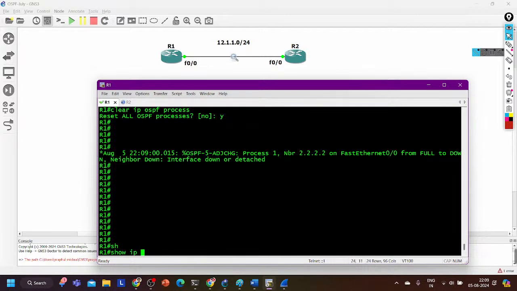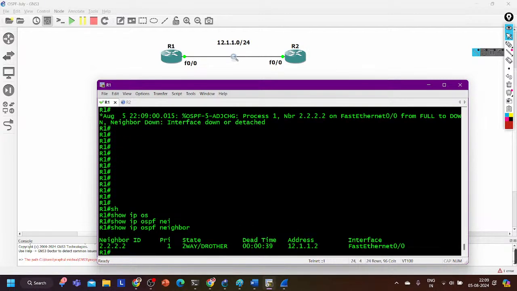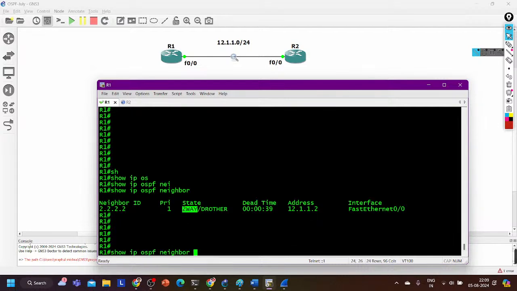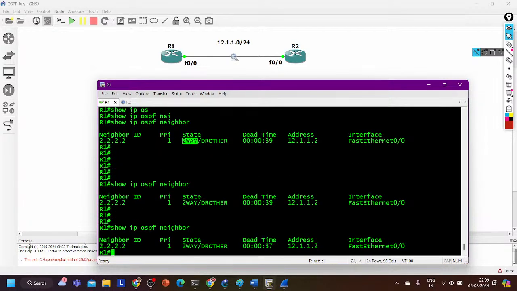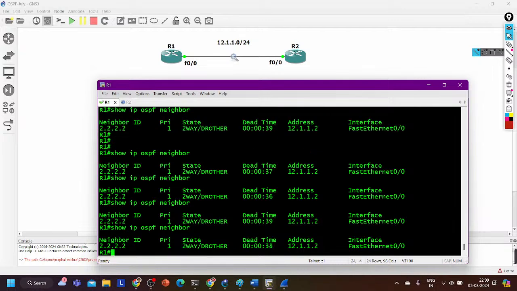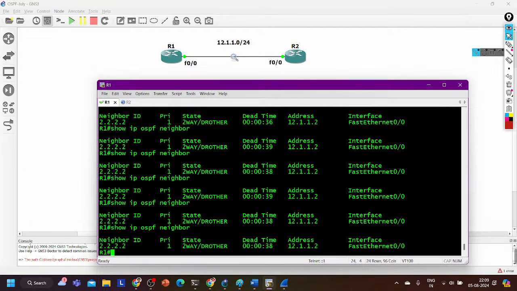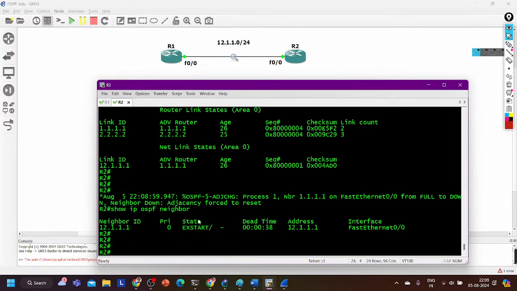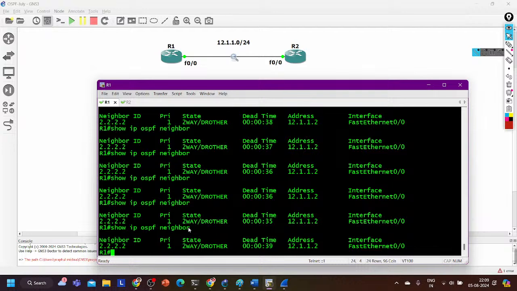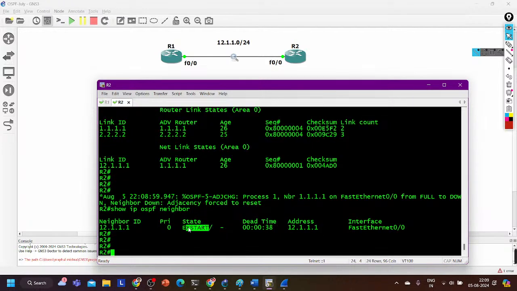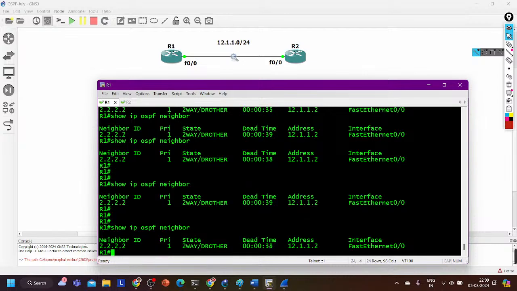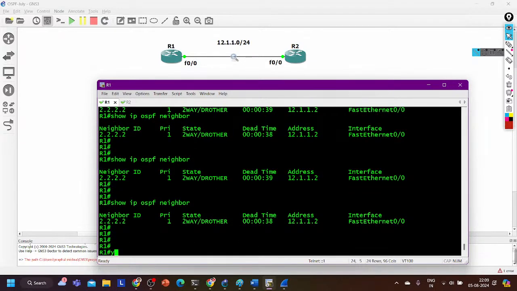See, show IP OSPF neighbor, and OSPF is a fast protocol. State is in two-way. Don't worry, we will discuss this state. Soon it will come to full state. What happened? Here neighborship is in exstart. Here neighborship is in two-way. How will you troubleshoot it? Now tell me, how are you going to troubleshoot it?